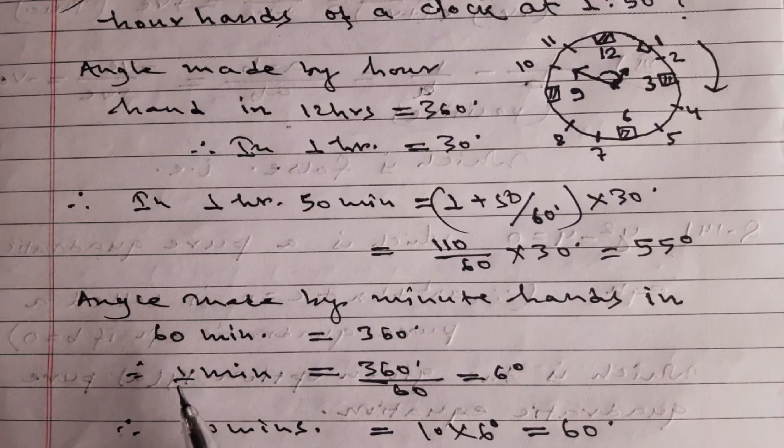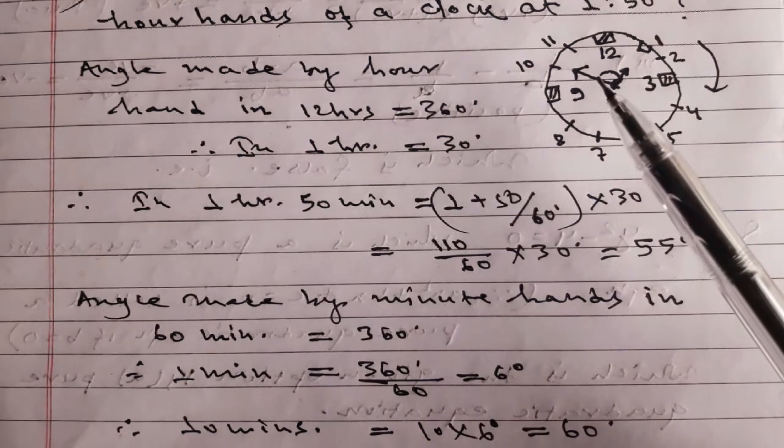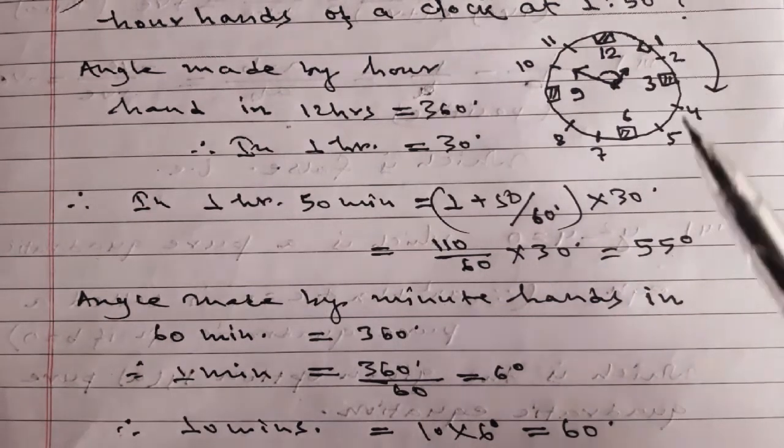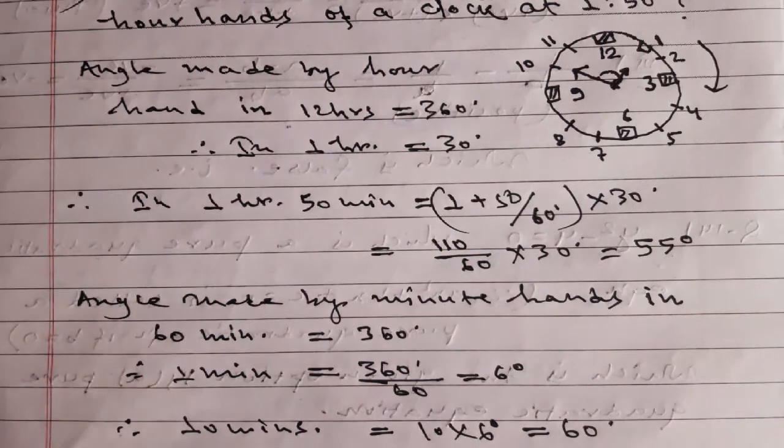Therefore, the angle made by the minute hand in 10 minutes is equal to 10 times the angle made by the minute hand in 1 minute. That means 10 times 6 degrees, 10 sixes are 60 degrees. So the angle made by the minute hand in 10 minutes will be equal to 60 degrees.